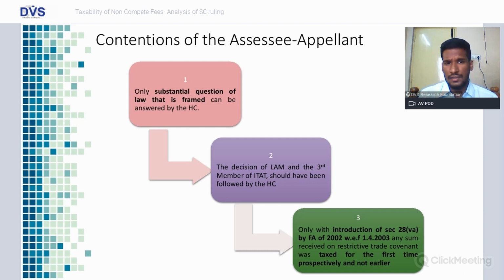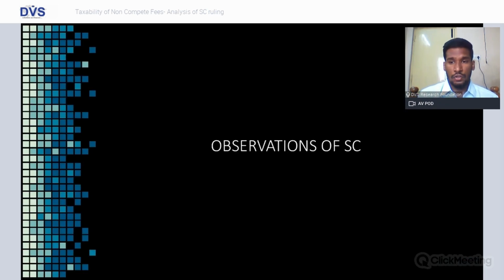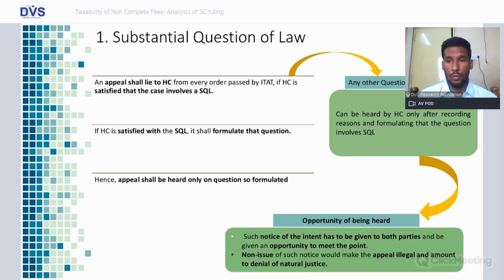The assessee went on to state that the decision of the learned accountant member and the third member of ITAT should have been followed, and that non-compete fee is a capital receipt and is exempt in nature. So these were the stands of the assessee. Now we will have a look at the observations of the High Court.